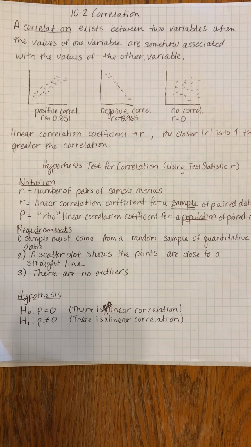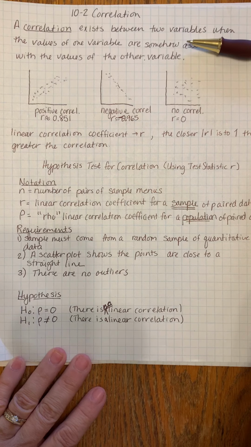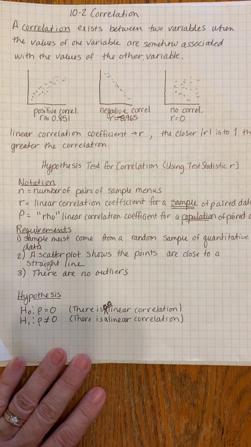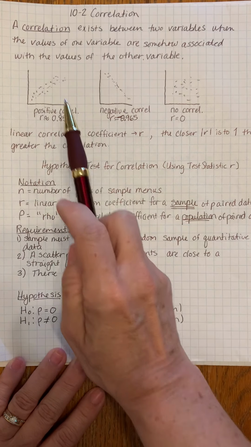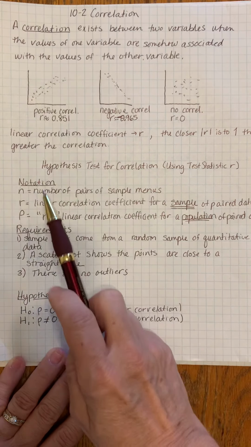We are starting a new chapter. Chapter 10 is all about correlation and regression. You have done linear correlation problems before in algebra. So let's just talk about what a correlation is. A correlation will exist between two variables when the values of one variable are somehow associated with the values of the other variable.